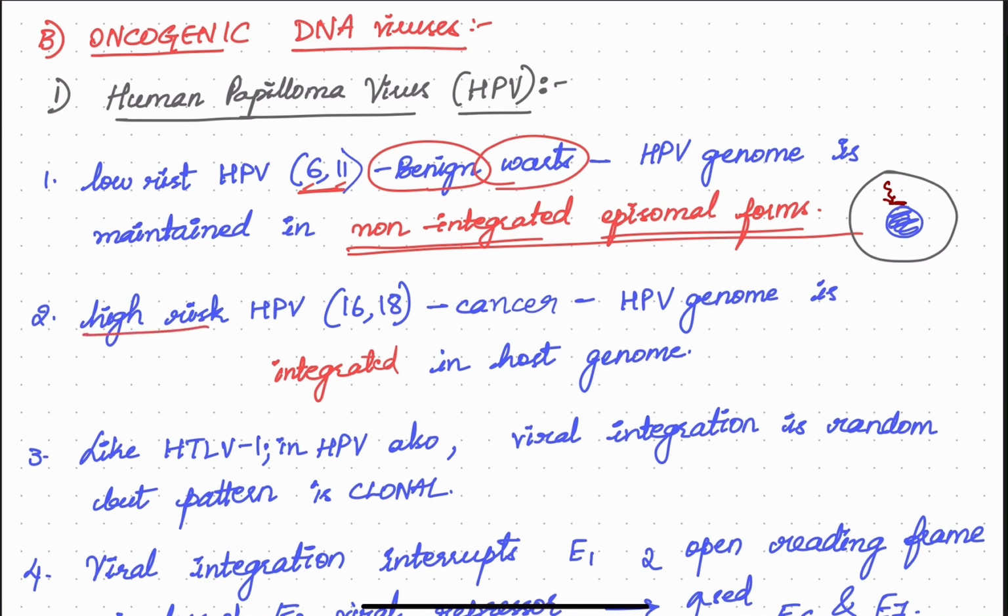Whereas the high risk variants like 16 and 18, higher numbers, are high risk. They are well known to cause squamous cell carcinoma of the cervix and adenocarcinoma of the cervix. These are well known cancers. Why is it cancerous? Because the viral genome is integrated in the host genome. This is the host cell, with host DNA containing the genetic material, and the viral genome becomes a part of the host genome and replicates along with it. It interferes and mixes with the host genome. That's the reason why it is integrated, and that's the reason why it is more cancerous.